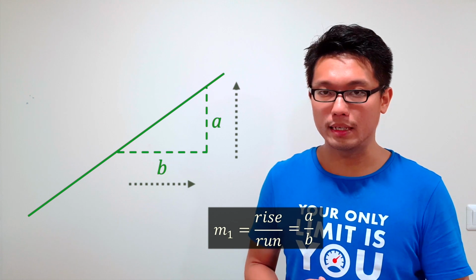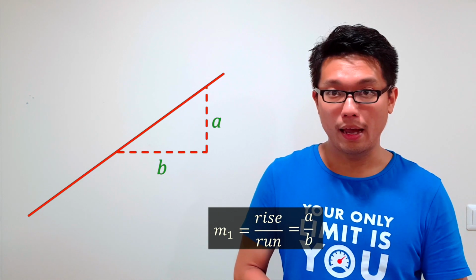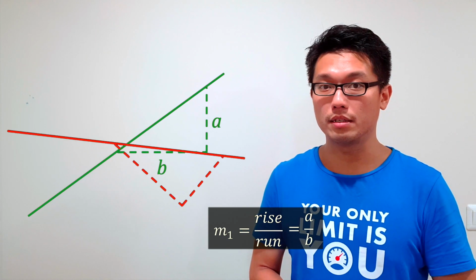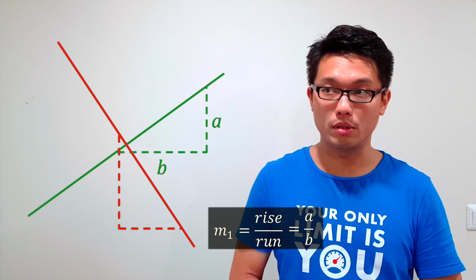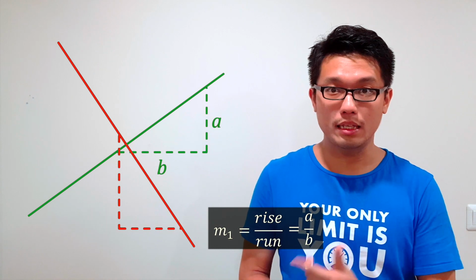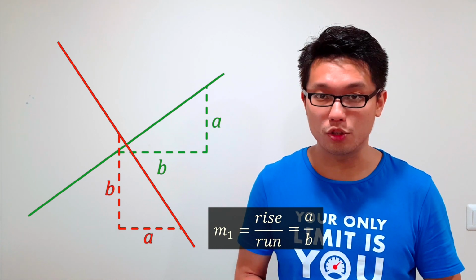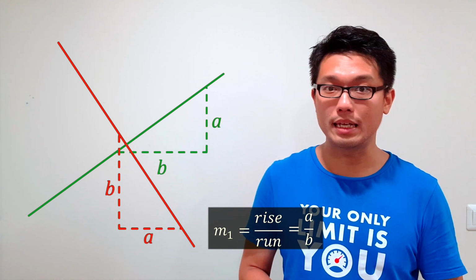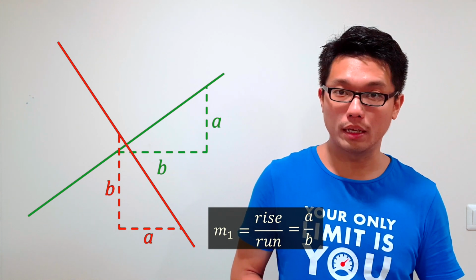Now, let us duplicate this line, make it red, and rotate it by 90 degrees so that it is perpendicular to the green line. Let's call this line L2. Now you will notice that the measurements of the triangle have not changed. However, the vertical component is now B and the horizontal component is now A.